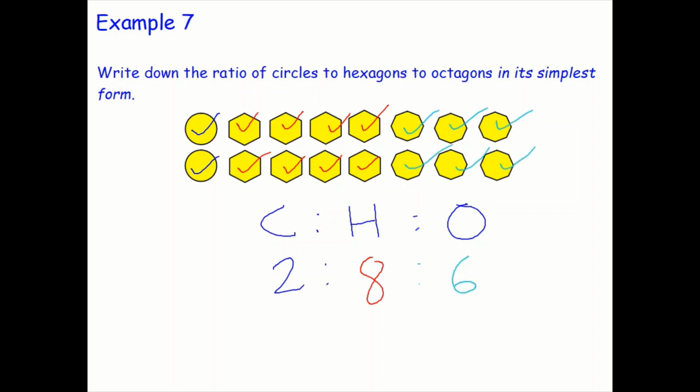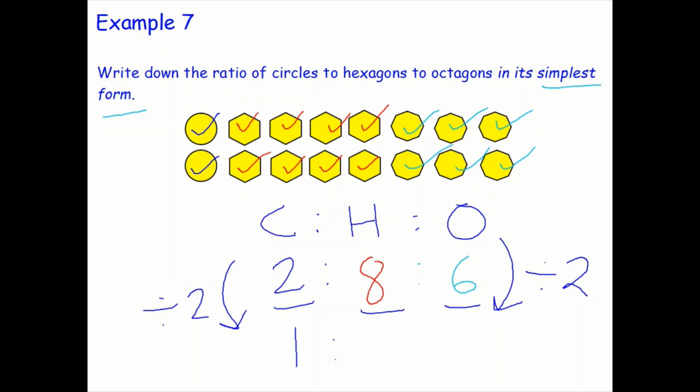6 octagons. But now in its simplest form, which means I've got to divide through by the highest common factor of all these numbers. So what's the biggest number that goes into 2, 8, and 6? Well, the biggest number that goes into 2, 8, and 6 is 2. So divide through by 2. If I divide 2 by 2, I get 1. If I divide 8 by 2, I get 4. And if I divide 6 by 2, I get 3. So 1 to 4 to 3 is the ratio in its simplest form.